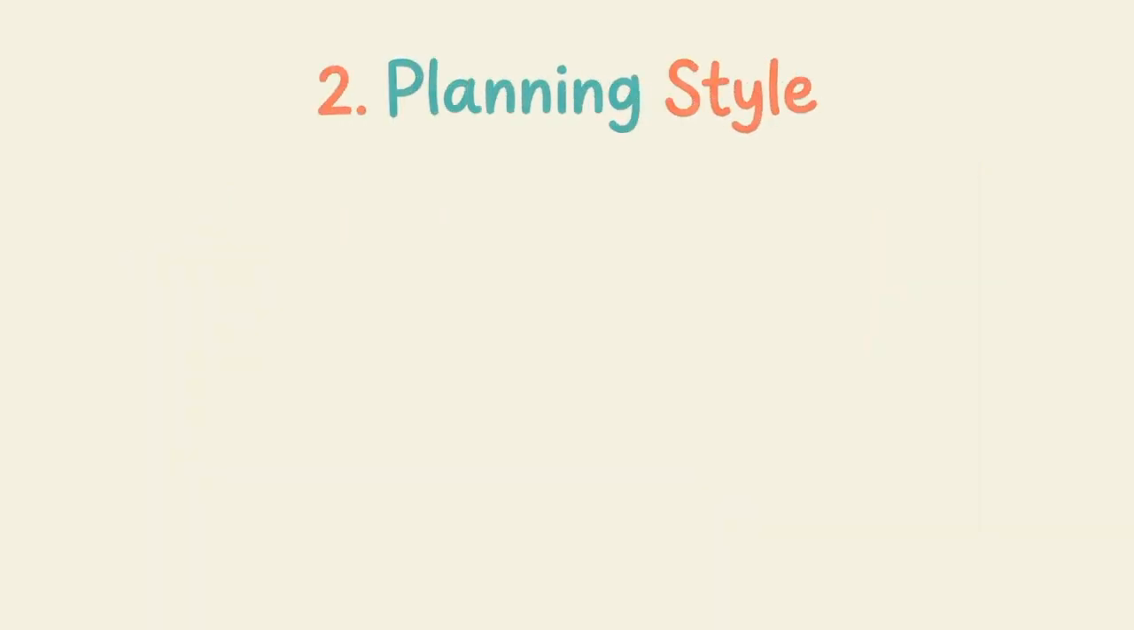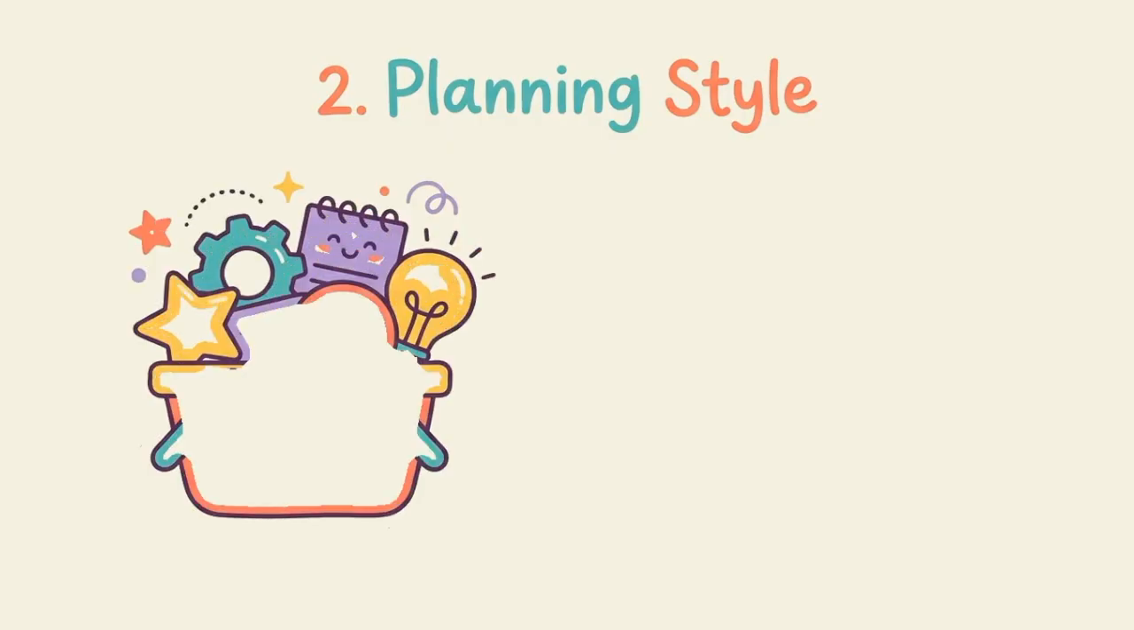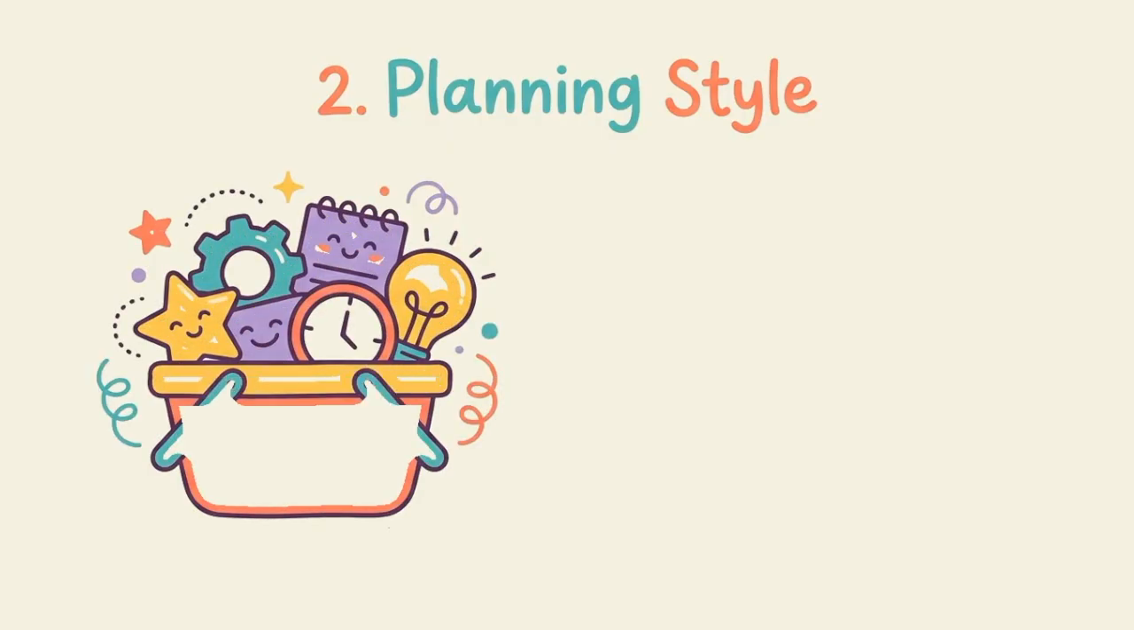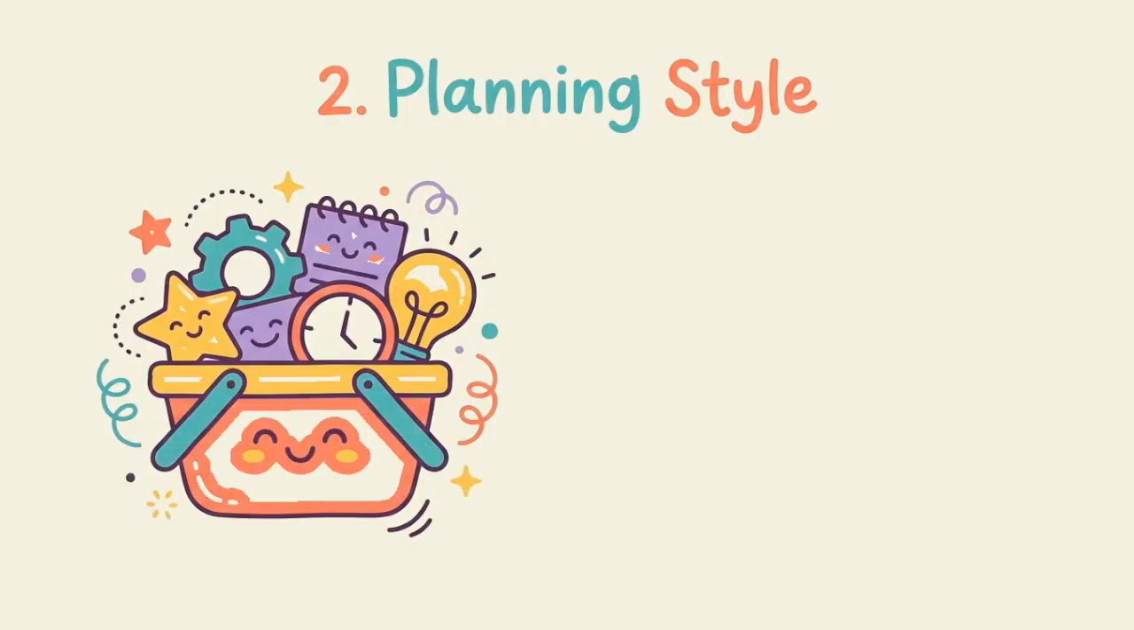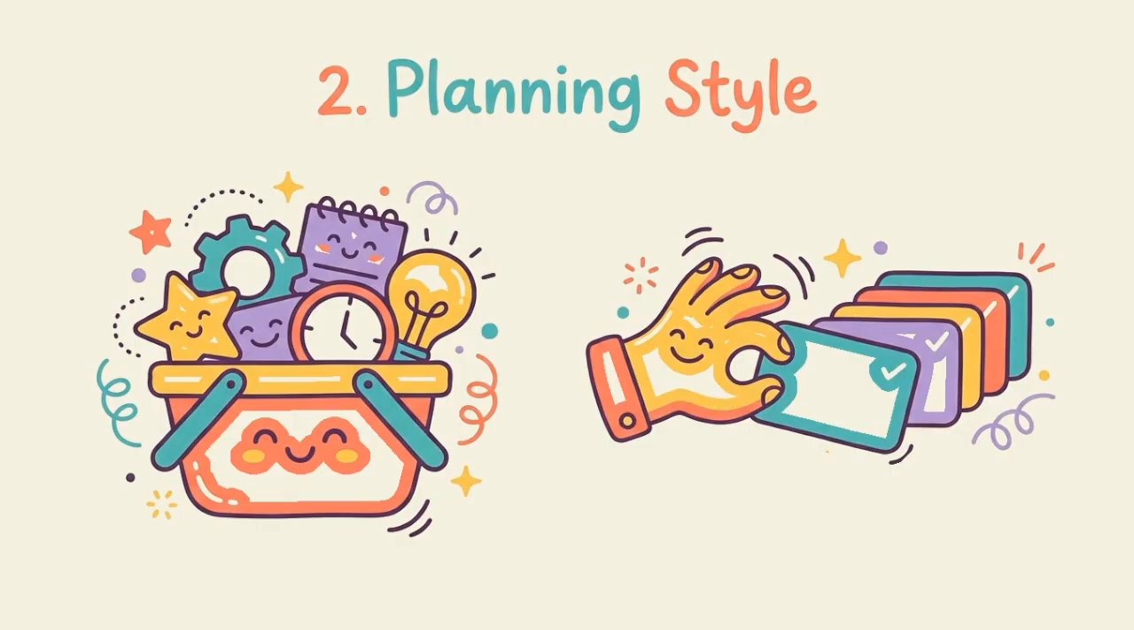The second difference is planning style. In Scrum, the team plans a batch of work during sprint planning and commits to a clear sprint goal. That goal guides decisions throughout the sprint. In Kanban, there is no batch planning for a time box. Instead, work is pulled one item at a time when space becomes available, making it a pull-based system.